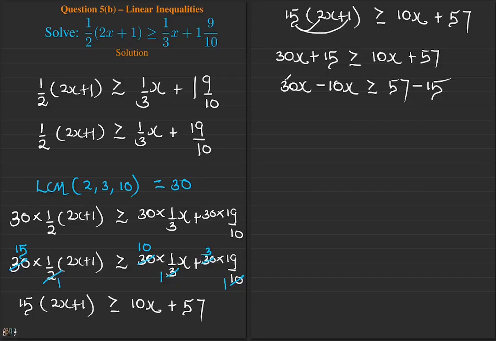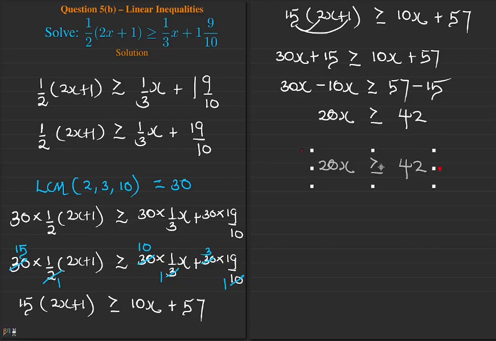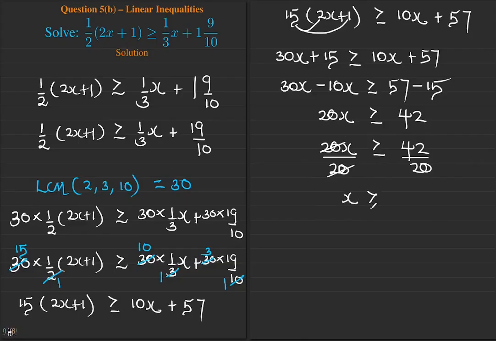So simplifying further, we have 30x minus 10x, which gives us a 20x. So the 20x is greater than or equal to, we have 57 minus 15, which gives us a 42. So in making x the subject, all we are going to do is to divide both sides by 20. So I'm going to divide this by 20, then this as well by 20. And this 20 cancels out this 20, so that we are left with what? An x, which is greater than or equal to 42 over 20.